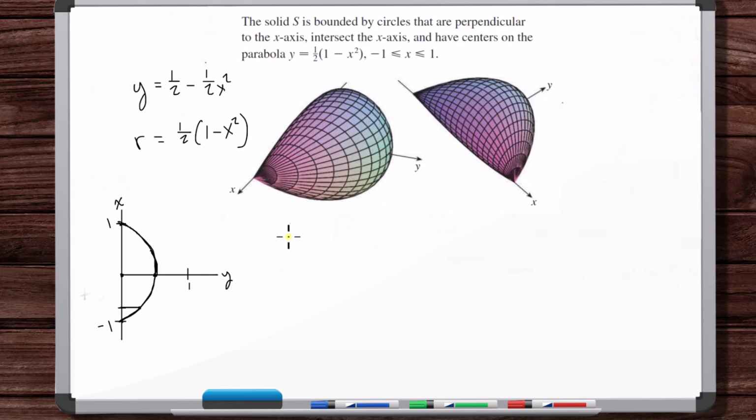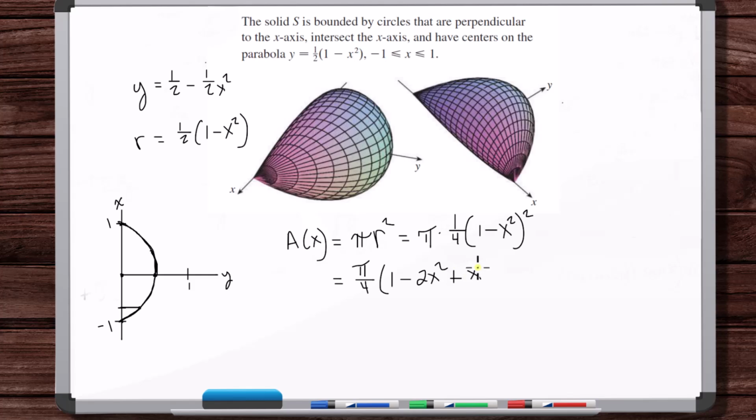So the area formula is what? Pi r squared. Pi times 1/4 (1 minus x squared) squared. Okay, there we go. Let's simplify this. This is x to the 4th. Okay, so now the volume is just, we integrate from -1 to 1 A of x dx.